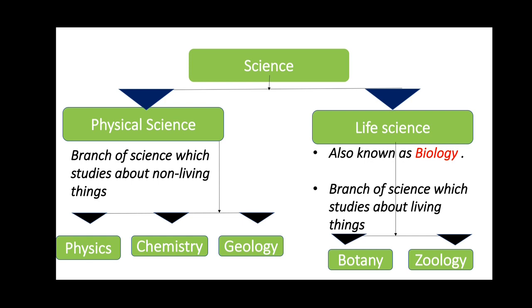Now let us learn in detail about branches of physical science and life science. We have seen that physical science is classified into three. They are physics, chemistry, and geology. Now let us learn about each sub-branch in detail.